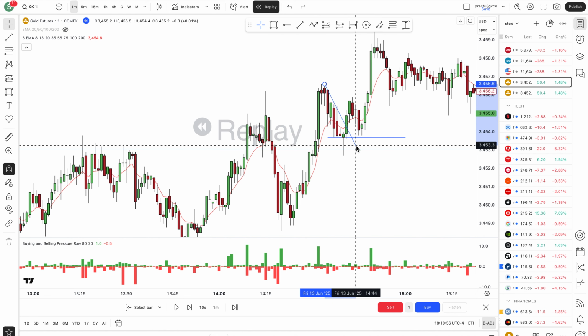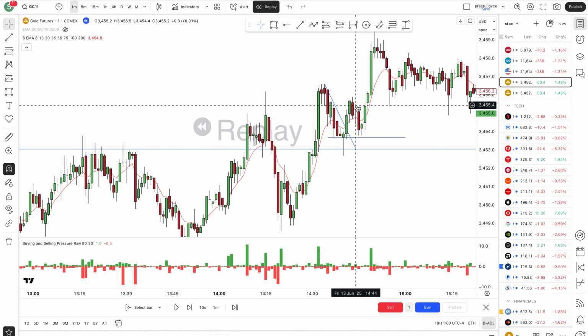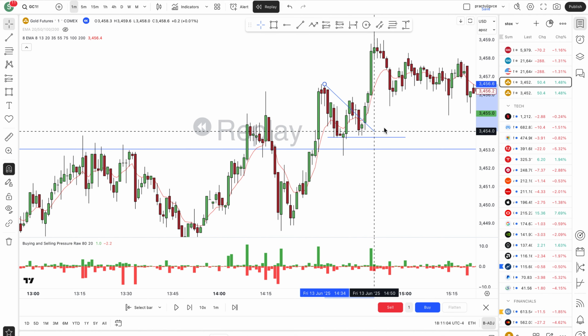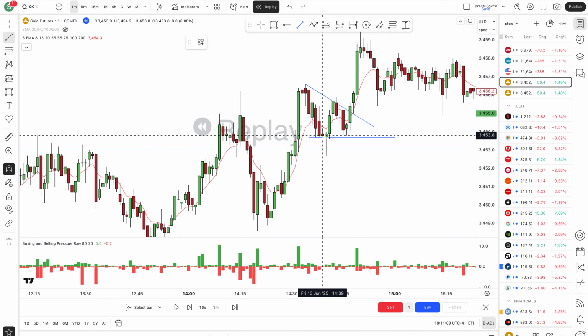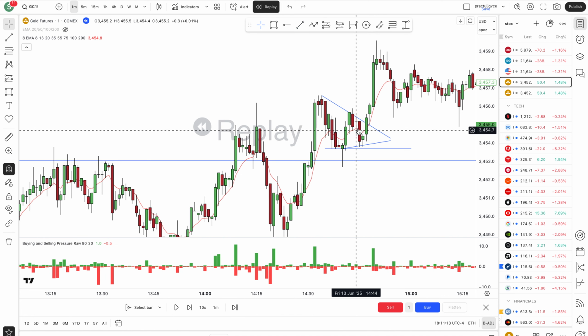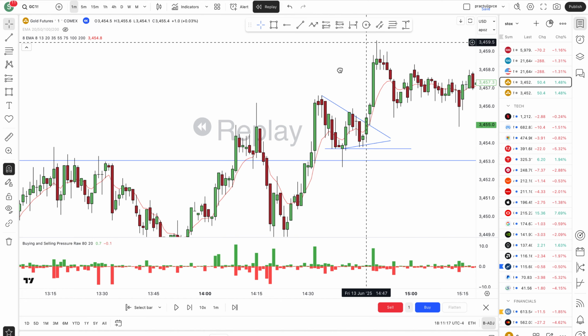You could have done it like this and got in right there, right? Even with this pullback, you wouldn't have got stopped out. I saw it. I kind of drew it like this. I like the way that looks. A big old wedge, and then the breakout, and then the EMA, and you get a nice quick push up.